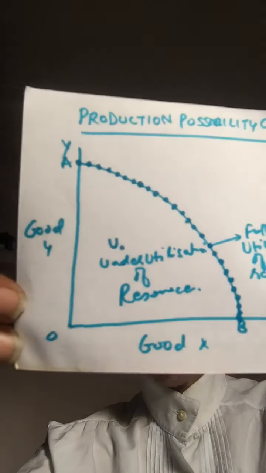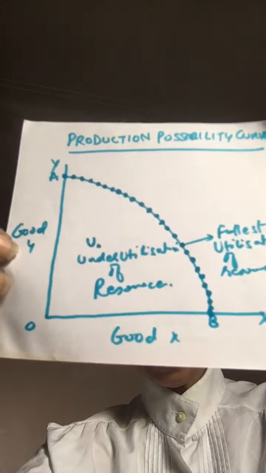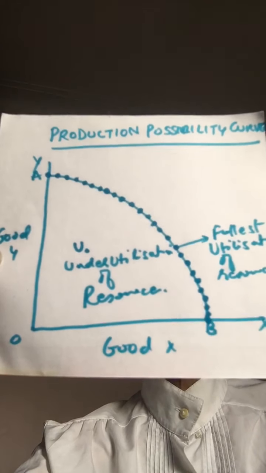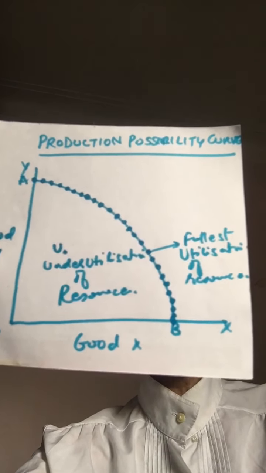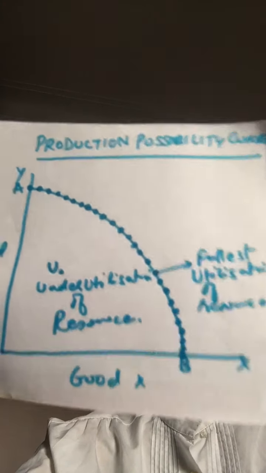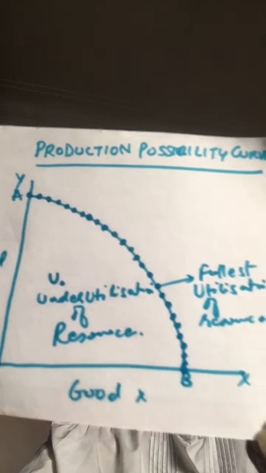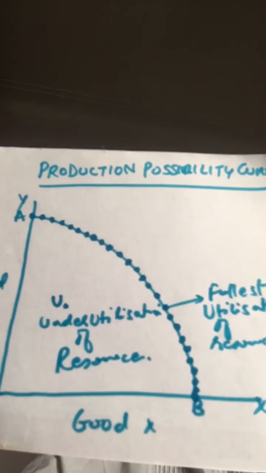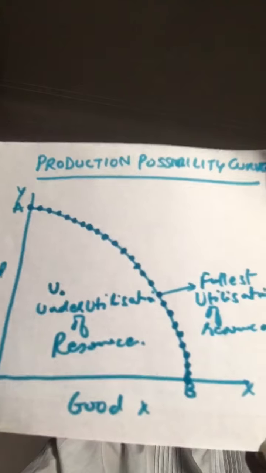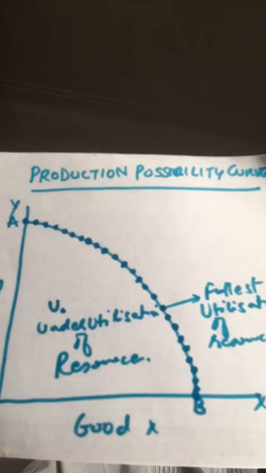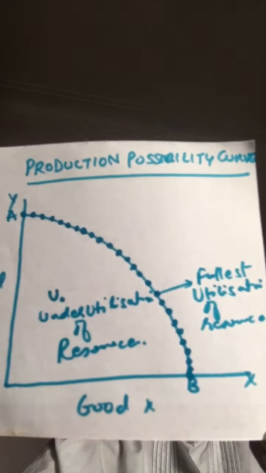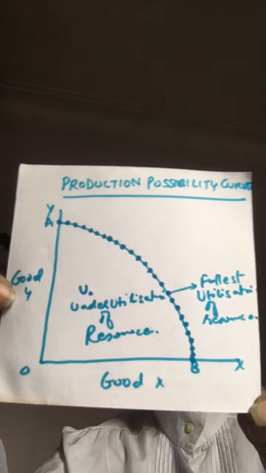Hello, with a new concept again: the production possibility curve. I've made a diagram to show you what it is, and you can see that I have shown two commodities. It's a graphical representation of the different combinations of two commodities that can be produced with the help of the available resources. That means the resources are given, and the technology is also given.